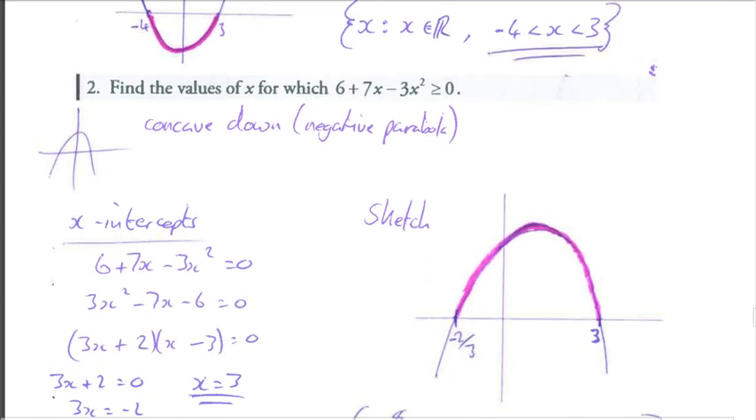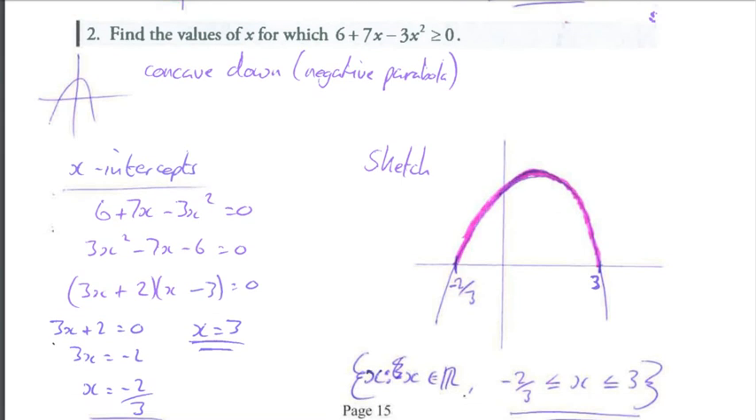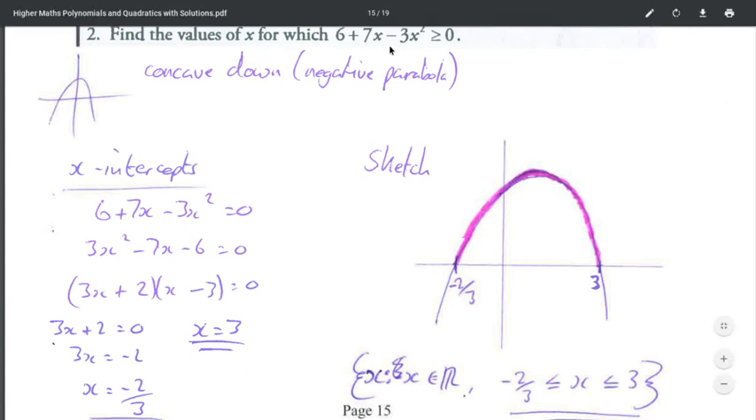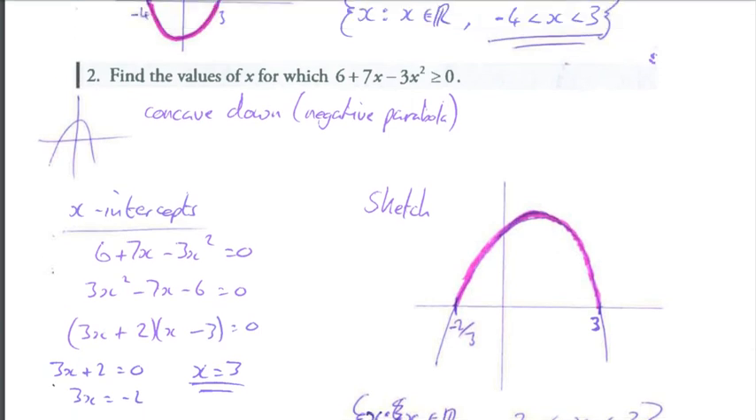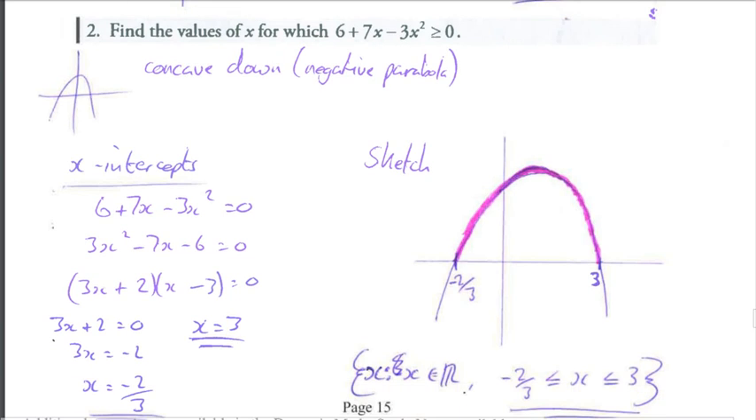Okay, let's have a look at number 2. Find the values of x for which 6 plus 7x minus 3x squared is greater than or equal to 0. So this curve will be concave down because we have minus 3x squared there. So it'll be a negative parabola, concave down.